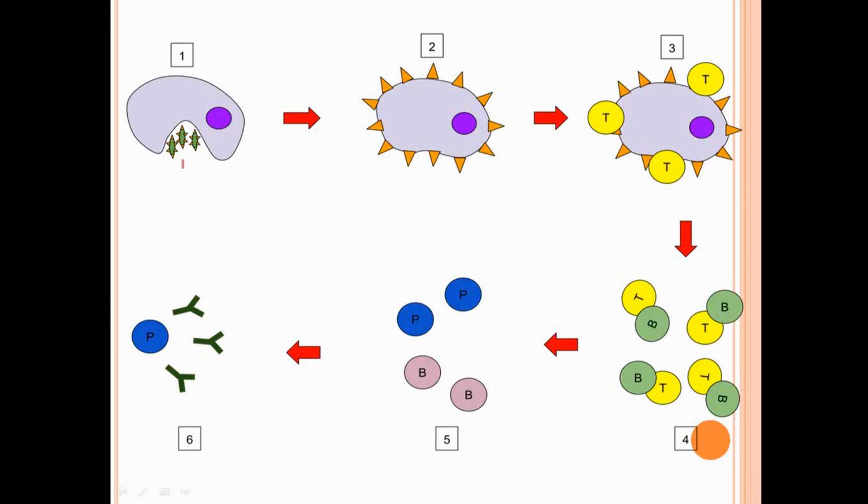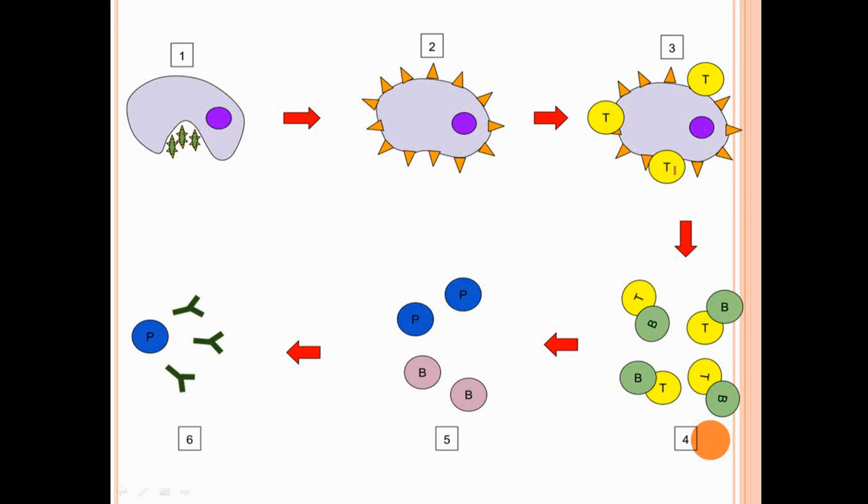The first step in the mechanism of antibody mediated immunity is called phagocytosis. We see that the macrophage engulfs the pathogen, and then the macrophage digests the bacteria and presents the pathogen's antigens to the helper T cells. A helper T cell upon binding to the macrophage becomes an activated T helper cell.